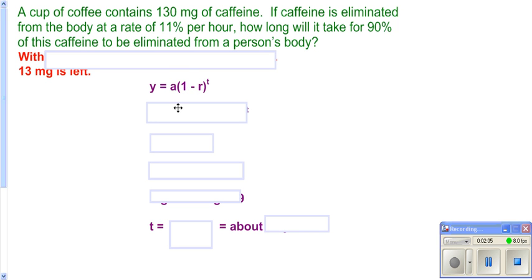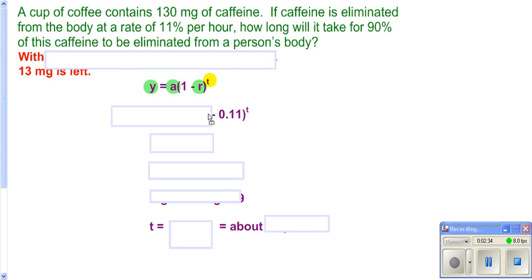A is going to be the initial amount that you start with. R is the rate of decay, what percent is leaving. And then t is how long. And you'll notice we're looking for how long, so you know we're going to be finding what t is. So in other words, we need to know what those other three are. So we're looking for t.